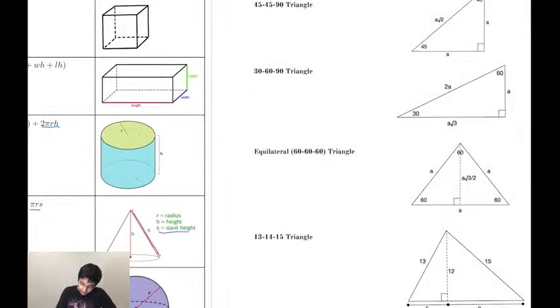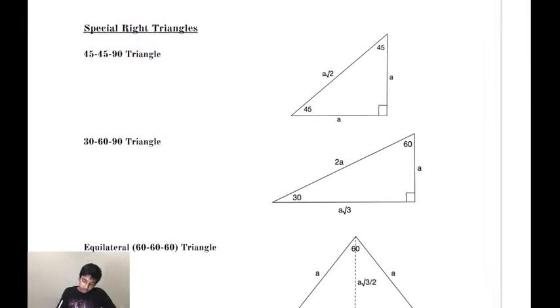And there are also many special right triangles and other triangles too. A 45-45-90 triangle has a root 2 ratio, where these two angles are both 45 degrees, and these two side lengths are both equal to a. And this is very easily derived by the Pythagorean theorem.